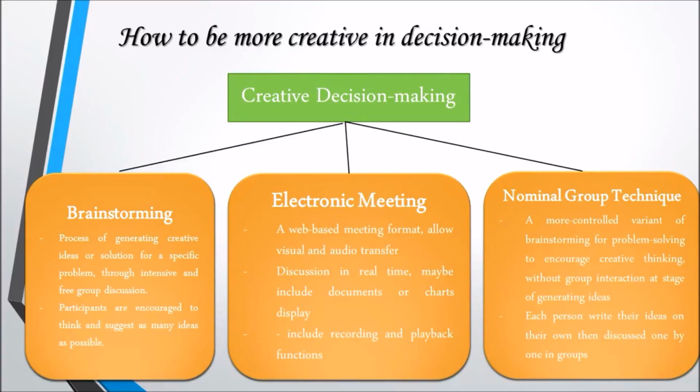This is a variant of brainstorming but more controlled, which encourages creative thinking without group interaction when generating ideas. The way people gather ideas is that each person writes their ideas on their own, then discusses them one by one in front of the group. These three techniques are the most common ones used in developing decision making, especially for groups.